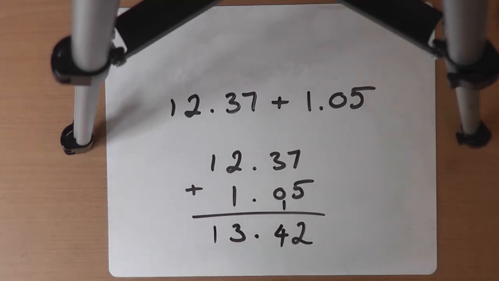It's often worth a check with these adding questions whether our answer is sensible. So we could just do a quick bit of rounding. 12.37 plus 1.05, well 12.37, roughly 12, 1.05, 1 pretty much. 12 plus 1 is 13. Our answer is about the kind of size we expected. It's a little bit more than 13. That seems like a sensible answer.